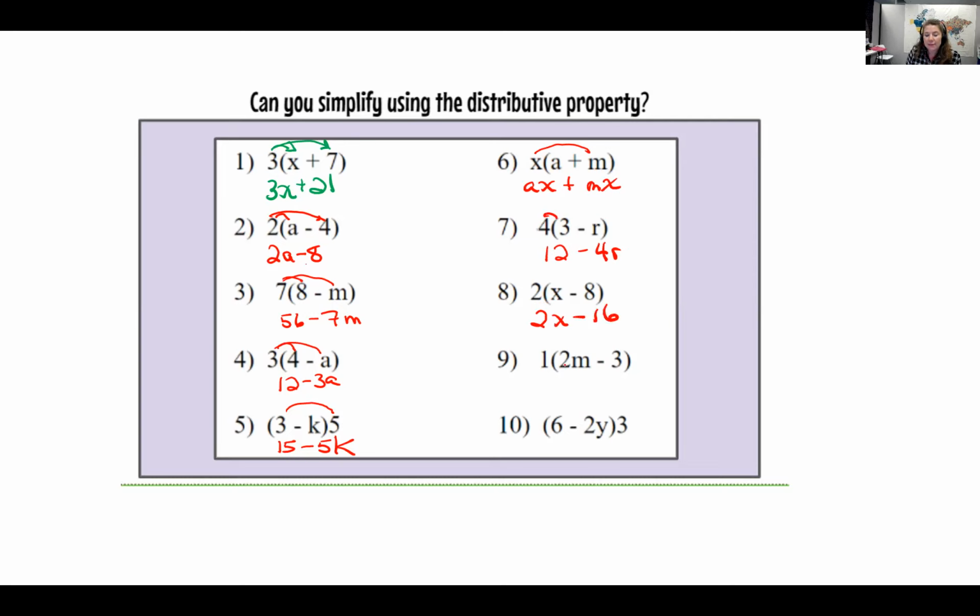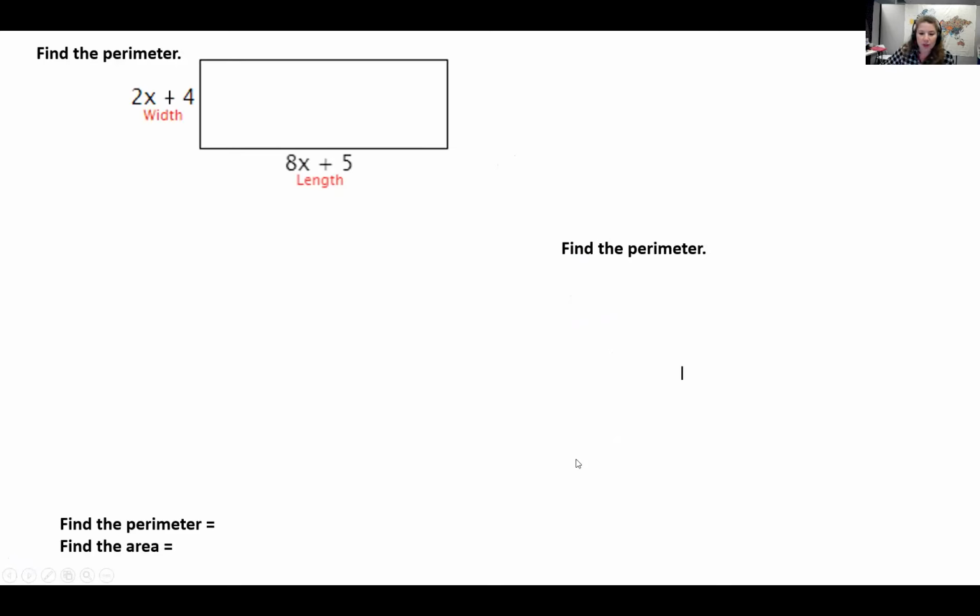Number 9, 1 times 2m is 2m. And we're going to write minus 3 times 1 is 3. And then number 10, 3 times 6 is 18, minus 3 times 2y is 6y. So I hope you guys got those right. So that leads us to finding the area and perimeter of geometric figures.